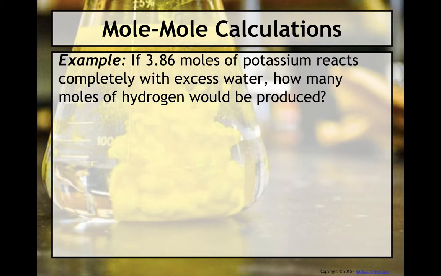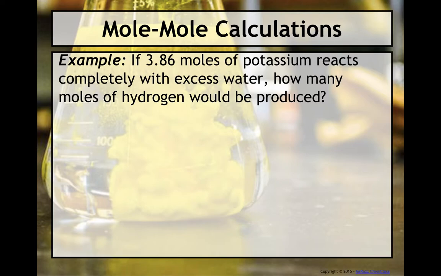All right, so what do we actually use this for? Well, say we have 3.86 moles of potassium and they react completely with excess water. What does that mean? Well, excess water means that all the potassium is going to be used up in the reaction, but there's going to be some water left over at the end of the reaction.